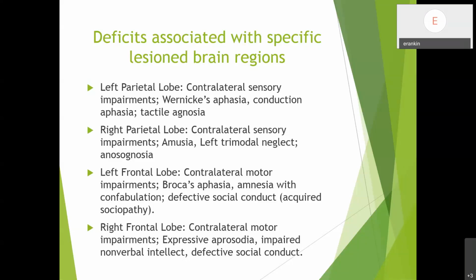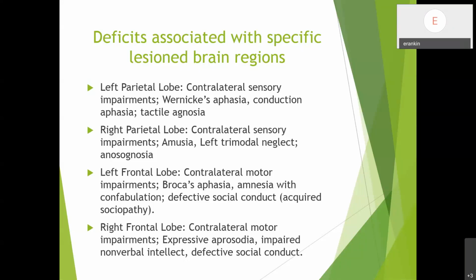Of course, we've got the motor components of that. With an injury to the left frontal lobe, you're going to have problems with the right side of being able to move, depending on where on the frontal lobe it's injured, either hand or face or arm. You might have something with left frontal lobe injury called Broca's aphasia, which is an expressive language disorder. Amnesia with confabulation, which basically means that not only can they not remember, but they just fill in the gaps with wild things, and that's fun.